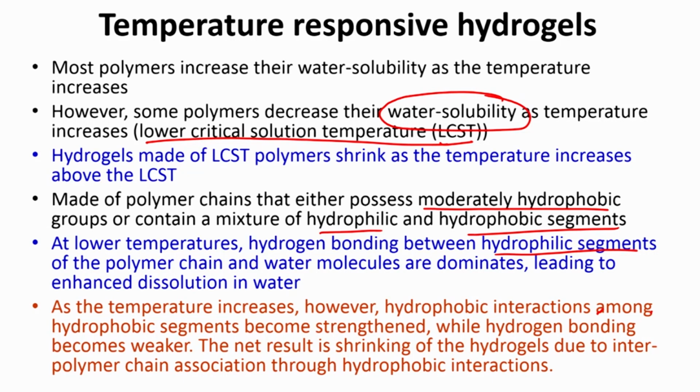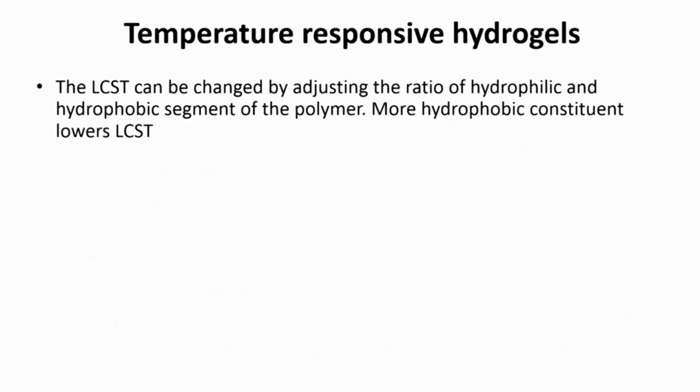So, the net result is that the hydrogel is now interacting with the hydrophobic domains of other chains and not interacting with the water as a hydrophilic domain. Hence it will cause a shrinkage of the polymer and thereby the hydrogel. I hope this is clear now.